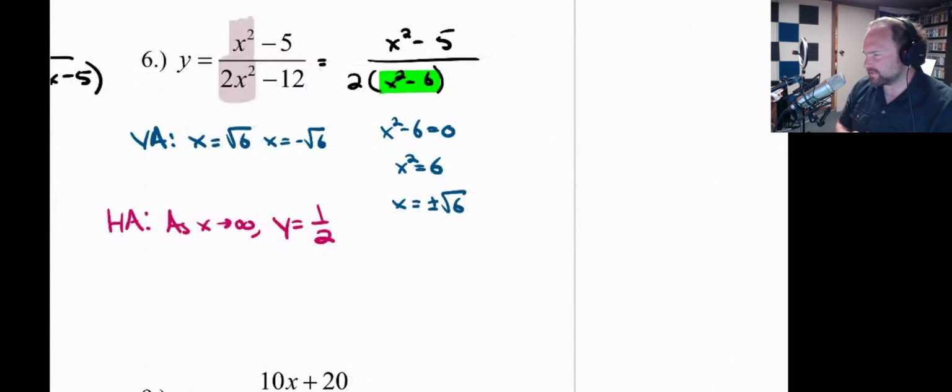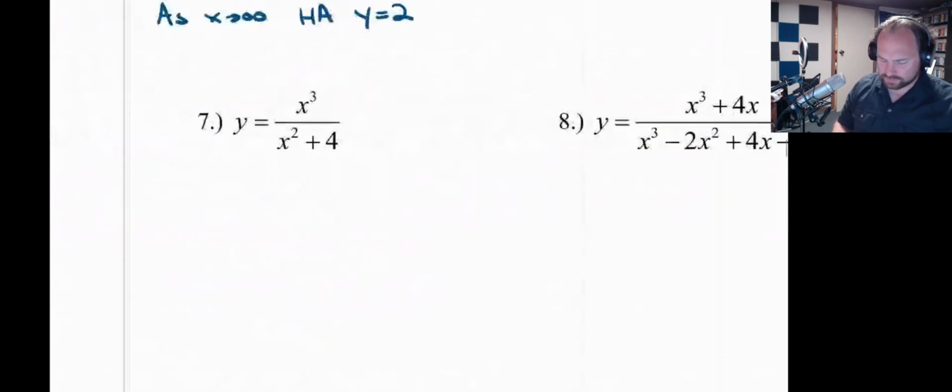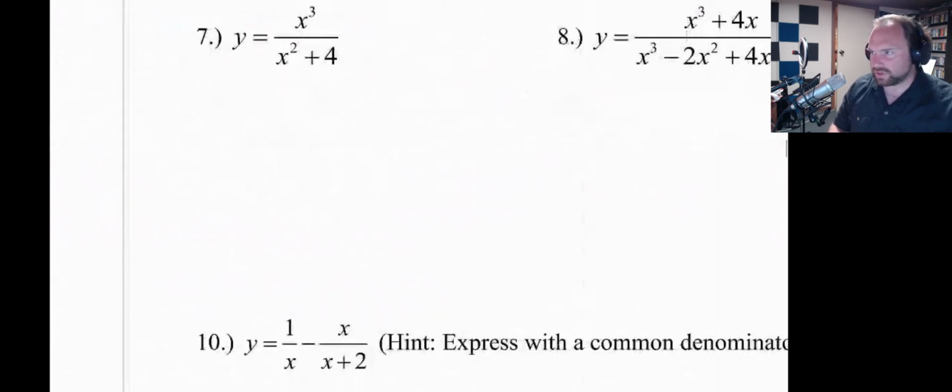Hopefully you're getting the pattern of this. These are pretty easy problems once you get the hang of it. I'm taking some time to explain it right now, but let's look at number 7. 3 more to go. Okay, so number 7 is going to bring up an interesting case where the degree on top is bigger, so let's talk about that.